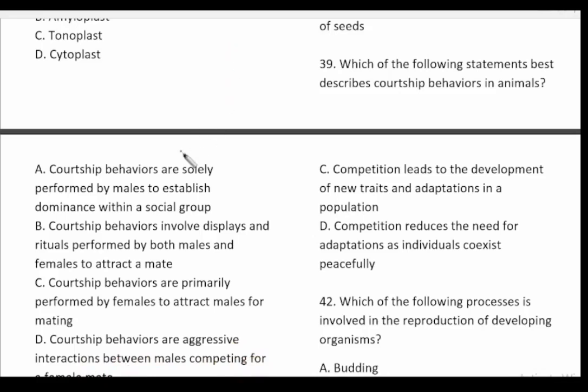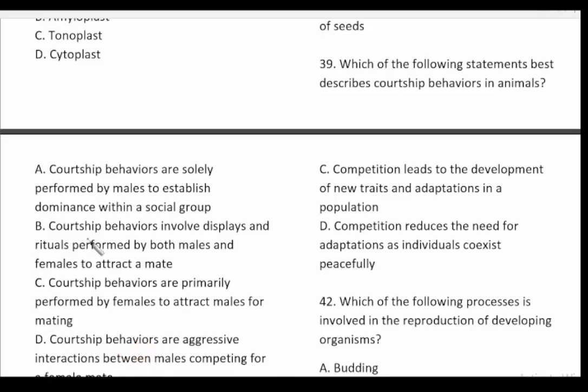Now, whenever we talk about courtship, we actually have to understand that two organisms are involved. So it is not option A, because option A here is saying that courtship behaviors are solely performed by males. No, it is not performed by males only. It is not performed by females only either. So option A and option C are out of the equation. So we are left with option B and D. D there says courtship behaviors are aggressive interactions between males competing for a female mate. No, this is not the answer. It is not a competition between the males fighting for the female.